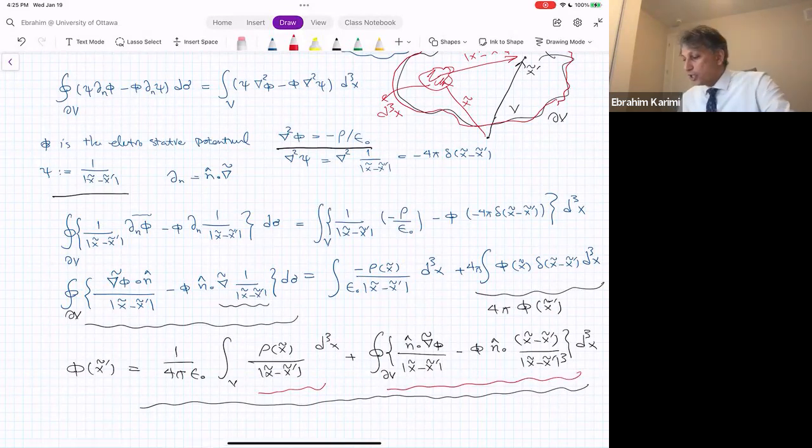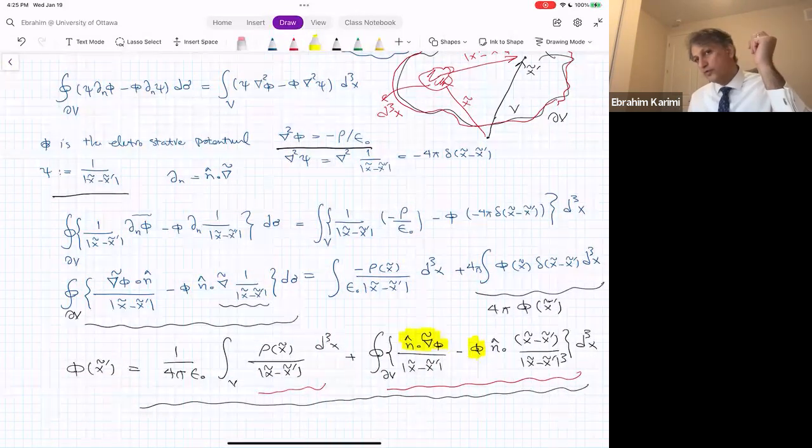At the boundary, how many terms do we have? 2 terms. One is the potential at the boundary, right? And the other one is the normal derivative of the potential at the boundary. Okay, is that clear?